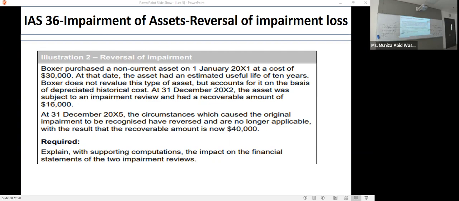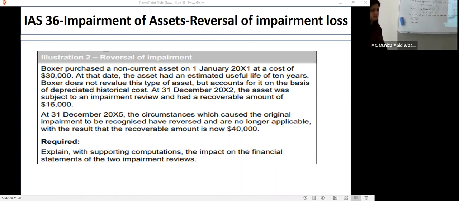Before you said something about historical cost. Sorry? Before you said something about historical cost. About which thing? Historical cost. Yes. Yeah, what was it? I will be explaining it once again when we are going to do this illustration. You just read this and try to think what I have told you over here, in regards to the reversal of impairment.